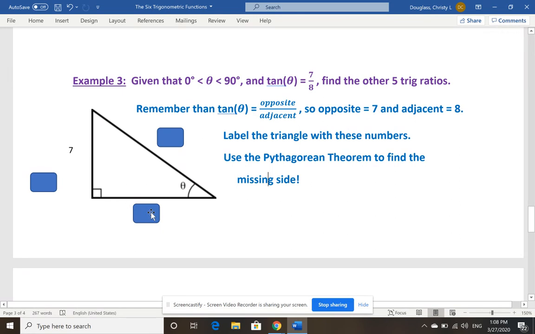So the opposite side is 7, and the adjacent side is 8. So that's given from this tangent theta is 7 over 8. So what we need to do is just draw a triangle, and then label the triangle with these numbers I've done. And now we're going to use the Pythagorean Theorem to find the missing side. So I'm not going to go through the Pythagorean Theorem, but the square root of 7 squared plus 8 squared is the square root of 113. So your hypotenuse is the square root of 113. So this is the triangle that you can use to find any of the other trig ratios.